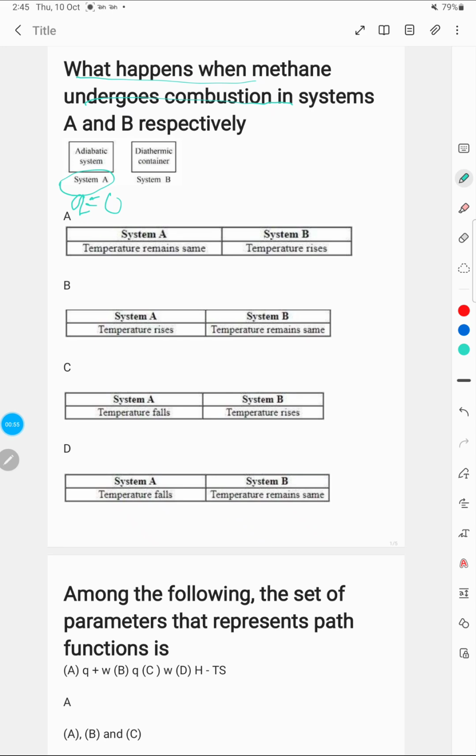Okay, what about a diathermic container? In a diathermic container, there is a possibility of exchange of heat. So definitely, what will happen? The temperature will remain the same, because whatever energy is released in container B during the combustion of methane, that energy will be released in the form of heat. So temperature will remain the same. So the correct answer will be B.